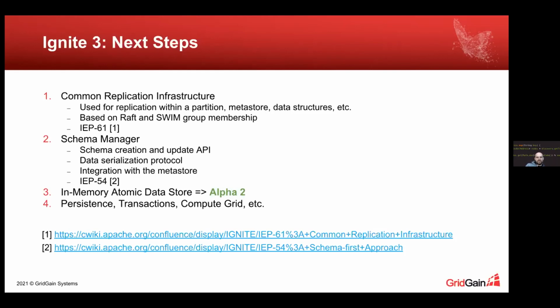Compute grid will probably be just moved as is. Data structures might be reused as an API and in major pieces, but they probably should be reworked to reuse the common replication infrastructure, and so on. There are many features that we have, like continuous queries, near caches, services, which can mostly be just moved from Ignite 2.x to 3.x without changes or with minimal changes. But again, before that, we need those two building blocks, which are the foundation for everything else.